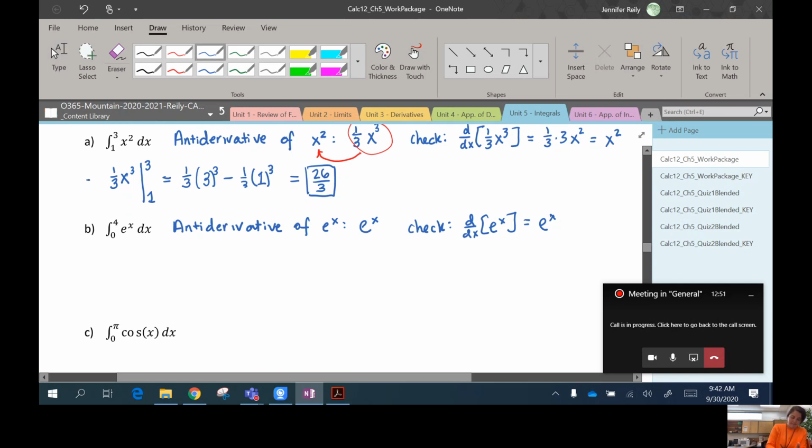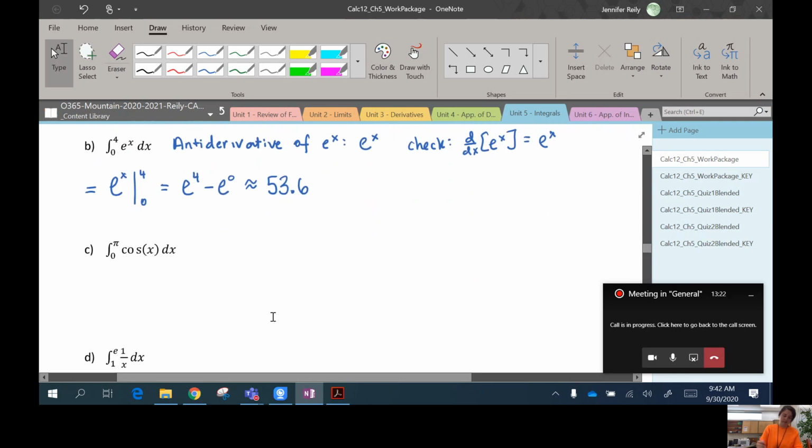So our answer to this integral, the area under the curve, would be e to the x evaluated at 4 and 0. So e to the 4 minus e to the 0. This is going to be a decimal number because it's irrational, so I'll just round it. About 53.6. Okay. Again, you can check that in Desmos if you want.